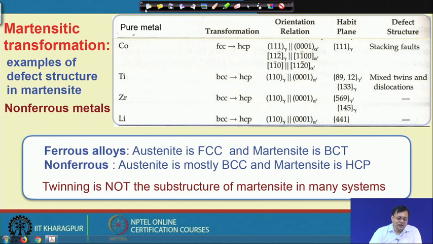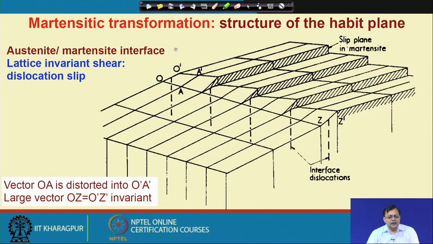So, twinning is also not necessarily the substructure of all the martensite in different systems. This is also something very interesting. Besides twinning, there could be dislocation involved, there could be stacking faults involved, or rotation of the lattice is also possible. So, there are many different substructures involved to accommodate the transformational strain in a martensitic transformation. Now, let us try to look at the structure of the habit plane.